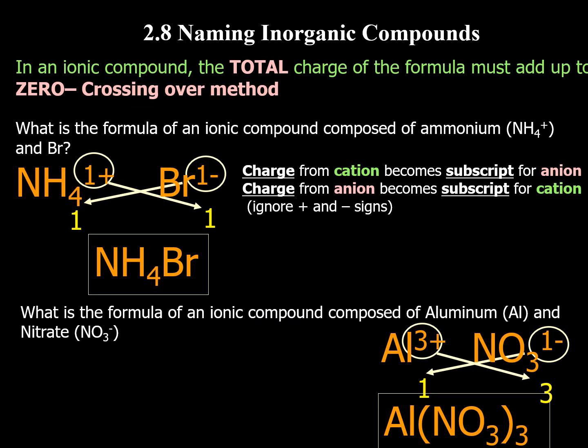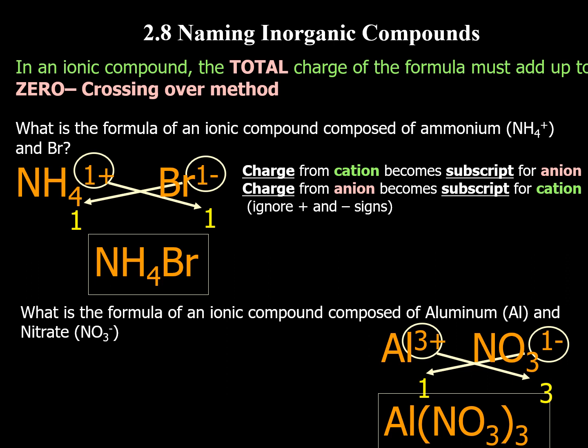So again, we have here the same methodology of crisscrossing. So here our NH4 is ammonium, which is on our list. We have NH4, which has a charge of plus, and bromine, which becomes bromide, has a charge of minus. And you crisscross and you get NH4Br. We do not include the ones, just NH4Br.